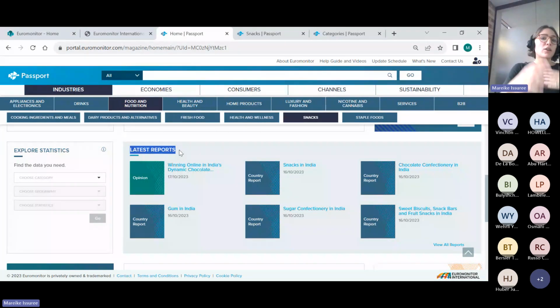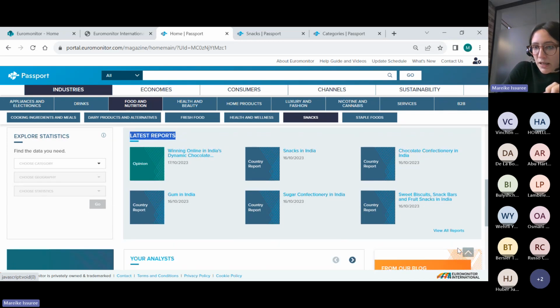And every week or every day, new content is being published and it's all up to date. So we can see on the 16th of October, we've published various different reports within the snacks industry, for example, for India, various different ones. And you can dive into view all reports to see all the latest published reports sorted by date.